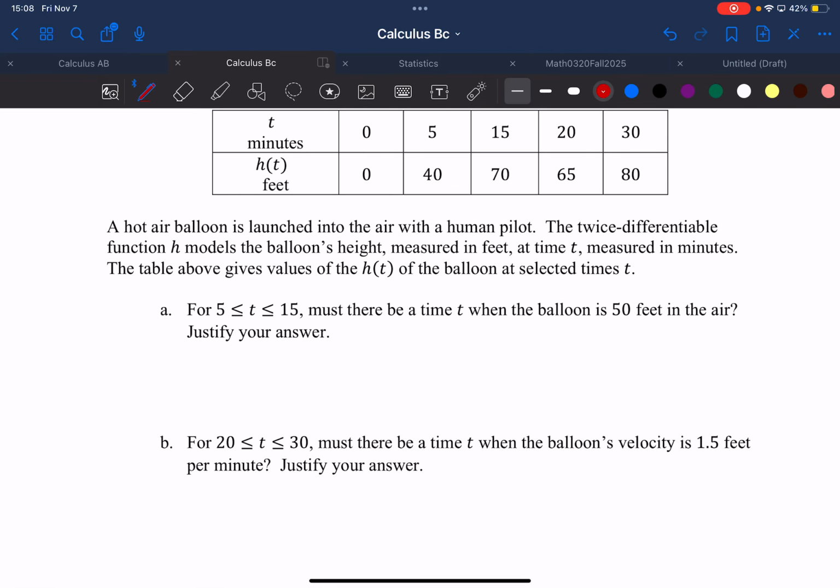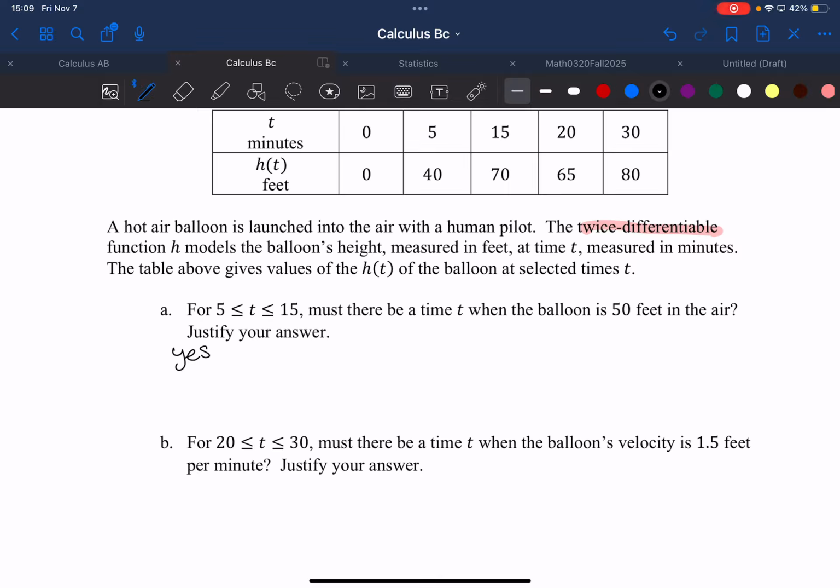Justify your answer. So here it's not talking about velocity. It's not talking about acceleration. It's just talking about the position function, which means we're not asking to take the derivative. We're trying to see first if this function is continuous and see if we can use IVT to justify. Okay? So the important part in this problem, it says that the function is twice differentiable. Okay? So I'm going to say the answer is yes.